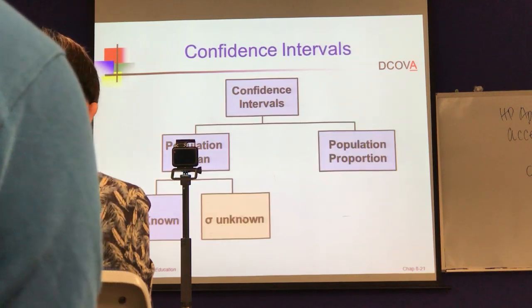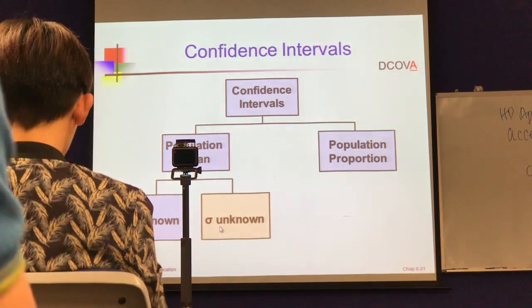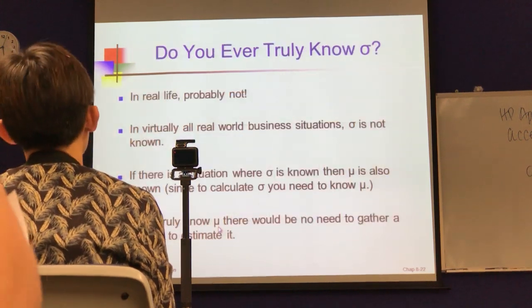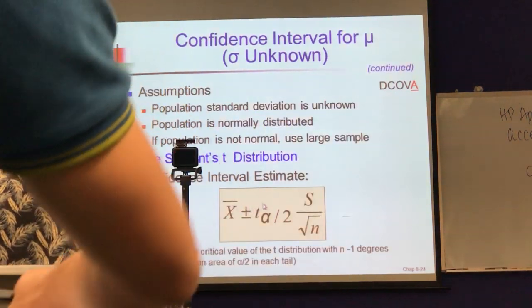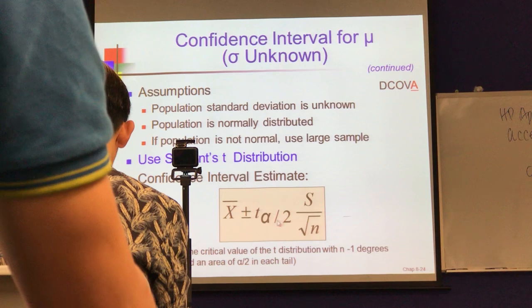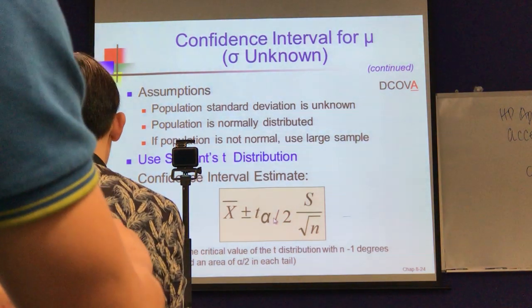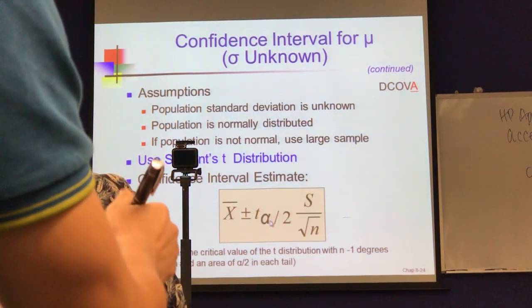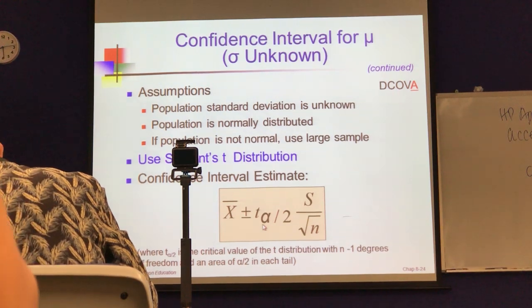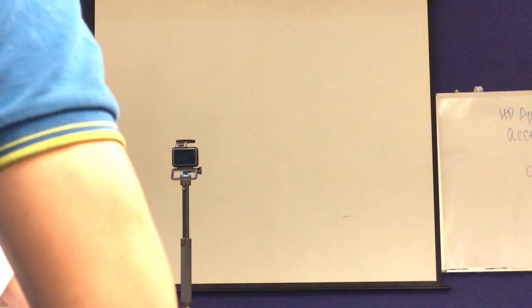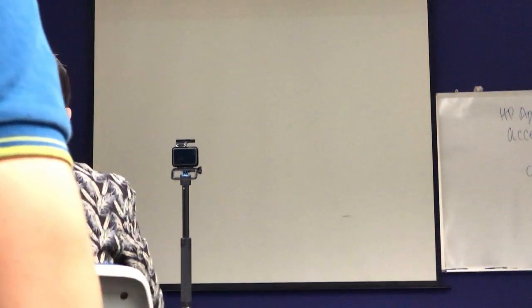Now what happens if sigma is unknown? If sigma is unknown, you use something called the T distribution. Again, remove the alpha divided by 2. Remove this one here. And what is the T distribution? Can you take the T table behind your study guide?